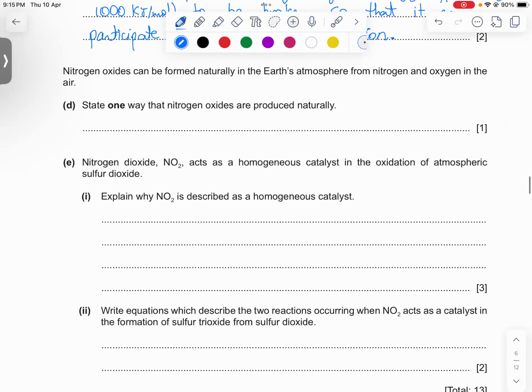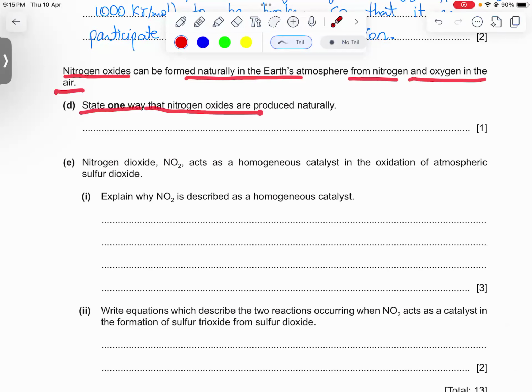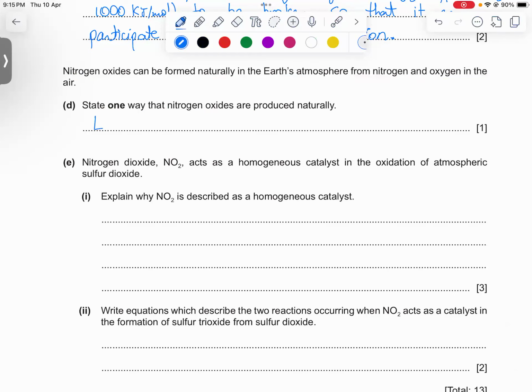It does not react at room temperature. Okay, nitrogen oxides can be formed naturally in Earth's atmosphere from nitrogen and oxygen in the air. One way that nitrogen oxides are produced naturally is due to lightning strikes. It is a very famous phenomenon, lightning, right? Whenever there is a thunderstorm or lightning, nitrogen in the air gets oxidized. All the nitrogen around that lightning bolt gets oxidized because you should remember, beta, that a lightning strike is also energy in the form of electrical energy.